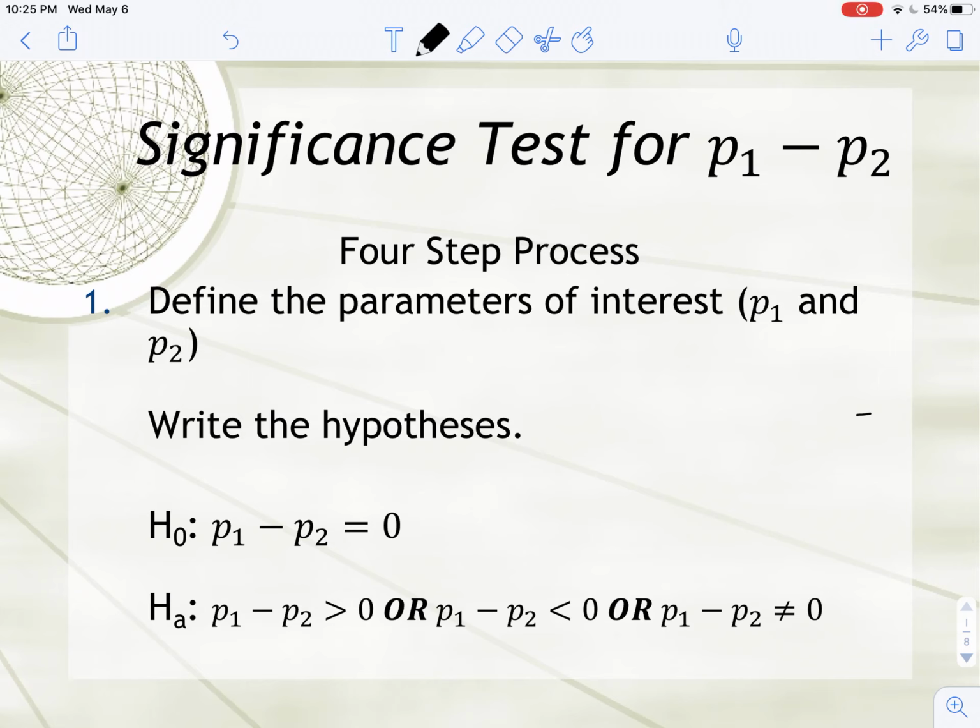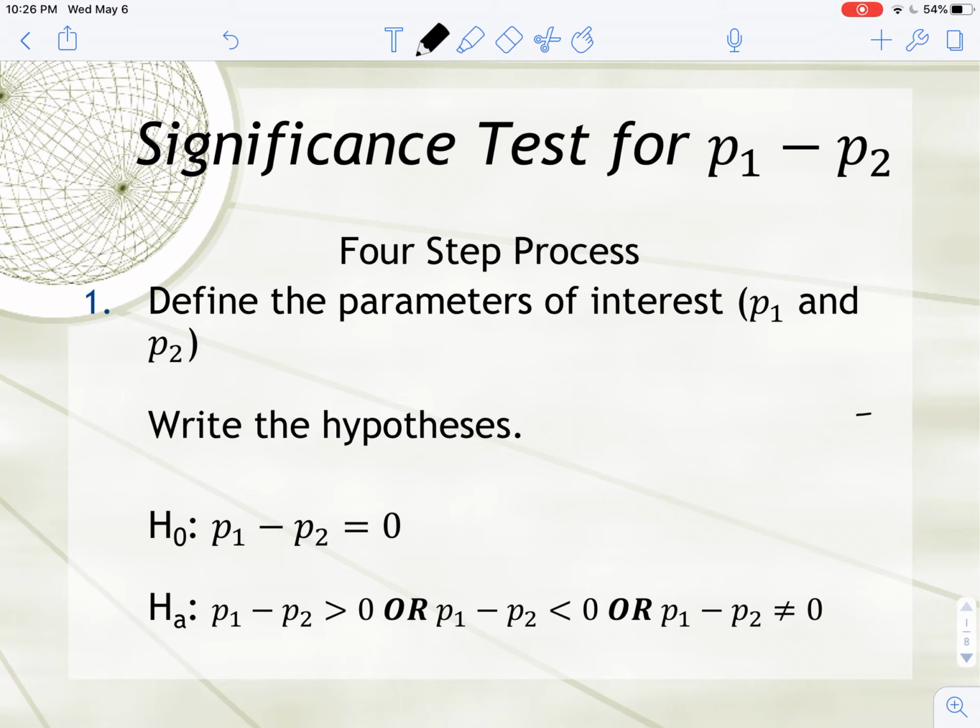What's up, everybody? This tutorial is going to cover the significance test for P1 minus P2. I'll sometimes refer to it as the z-test for P1 minus P2. So I'm going to run through the four-step process associated with this type of test, and then I will apply that process to an example.